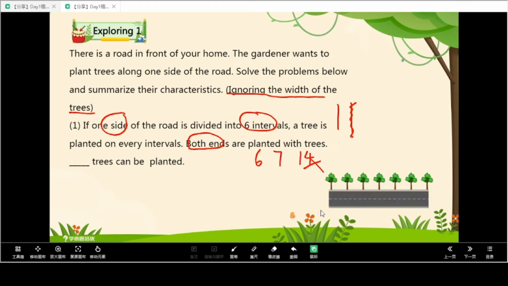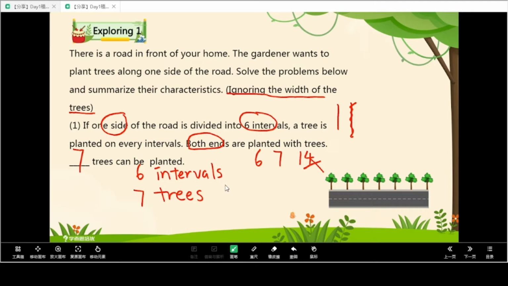Okay, let's count from the diagram. How many trees are there? It is 7 trees. And how many intervals? 6 intervals. So we can write it down together: there are 6 intervals and 7 trees. Is the number of intervals and the number of trees the same? No, they are different. Which one is larger, tree or interval?